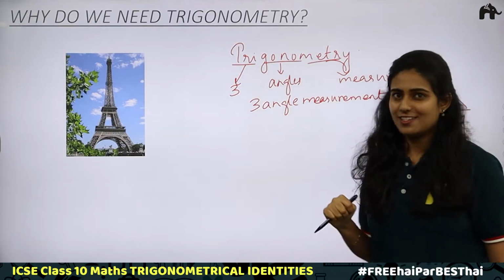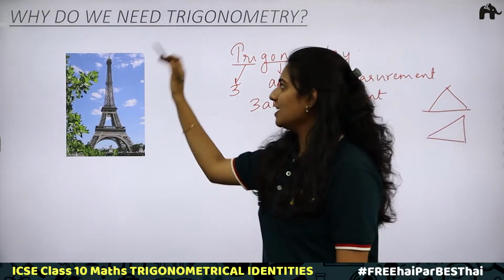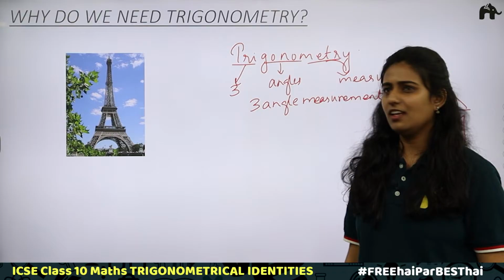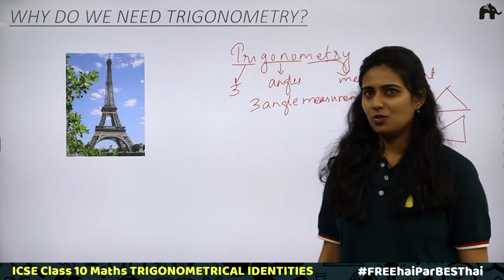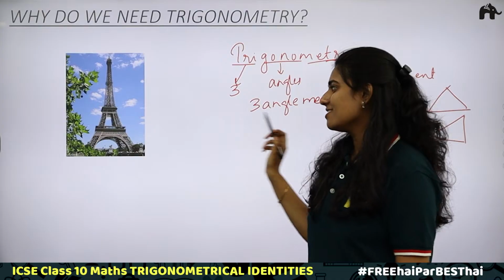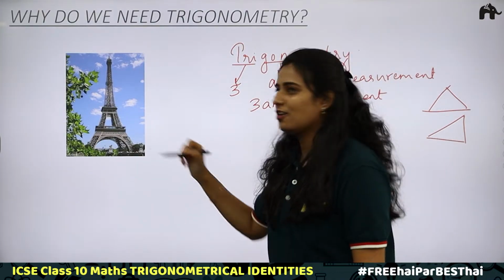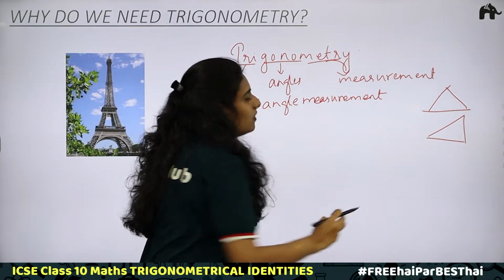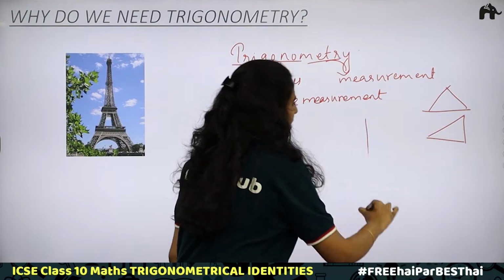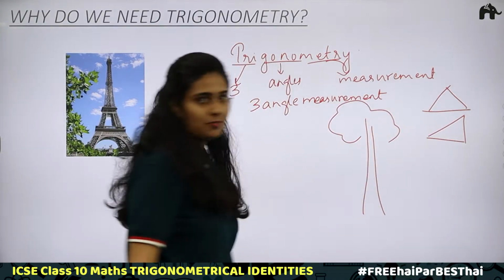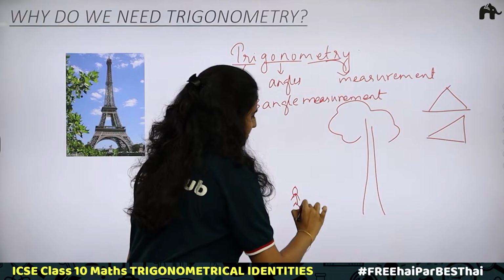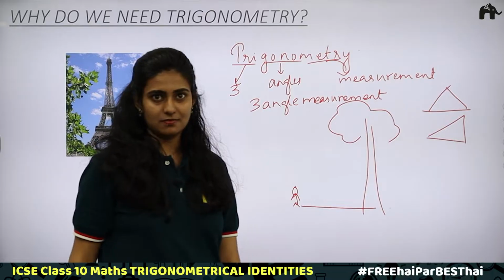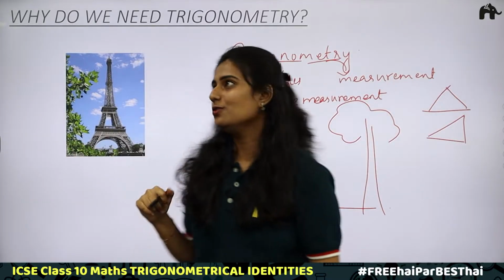Now, why do we need trigonometry? For example, in this picture you can see a big tower. We need to measure the height of this tower. Is it easy to measure the height of the tower? No, right? But after studying trigonometry, trigonometry will be helping us to find the height of the tower. Or if you have a tall tree, you are standing somewhere here at its base and you want to find how tall this tree is. In that case, trigonometry is going to help us.